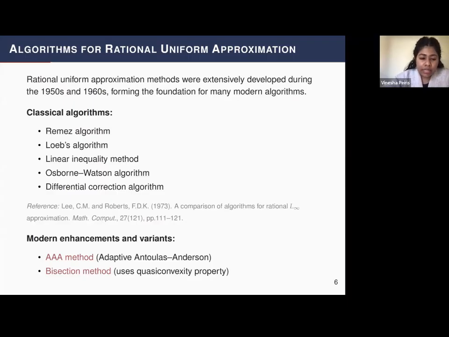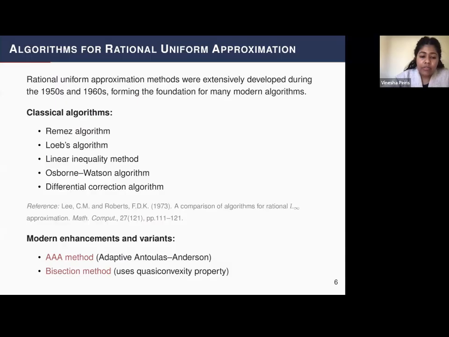And in recent years, there were two modern enhancements. One was the AAA method, developed in 2018. It is very fast, but it has a lot of limitations as well. For example, you cannot use two different degrees for the numerator and the denominator. You need to stick with the same degree. And as far as I am aware, it has not been extended to multivariate approximation, so you can only deal with univariate approximations.